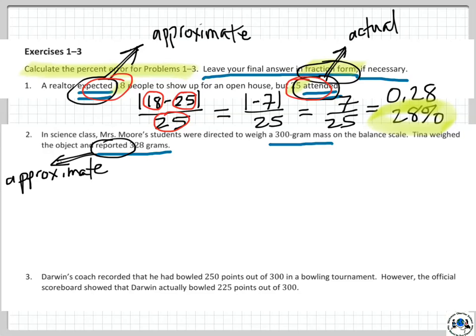That word is a key word in this sense for an approximate measurement or value. And there's no word here necessarily, but we just trust that a company that produces these mass weights is going to be true to what is stated on the actual mass. That's our actual. Now the reason that Tina was so far off, it could be many.